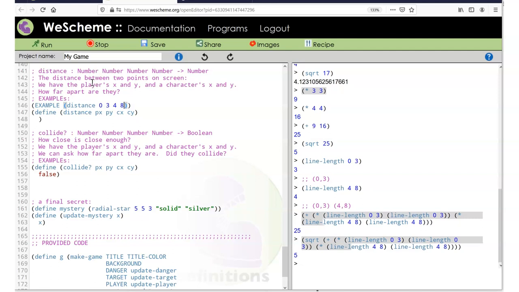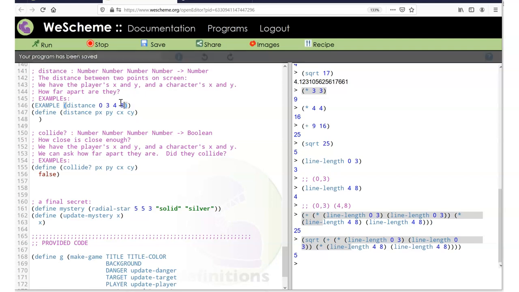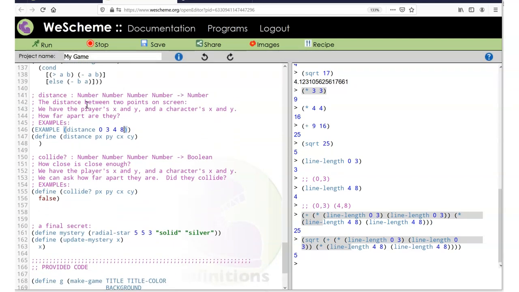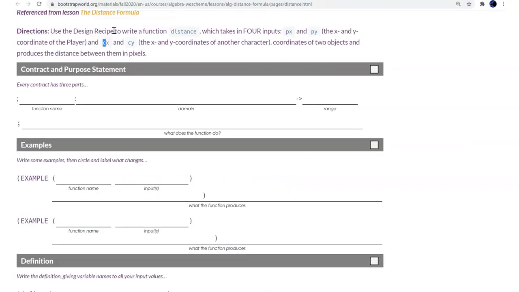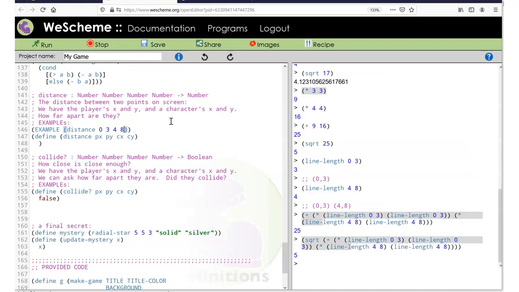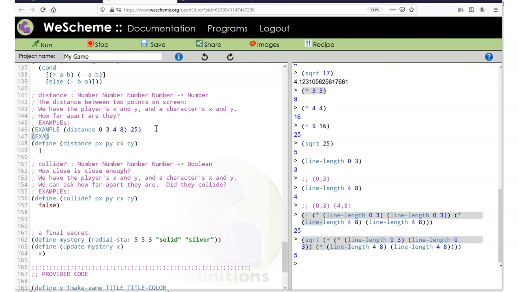Two numbers, the distance between two points on the screen, we have the player's X and Y, how far apart are they? Let's look back at the word problem. CX, CY. Okay, good. With four inputs like that, I wasn't sure what order we wanted them in, but it looks like the order is player X and Y and character X and Y. So we have player X and Y is 0, 3, character X and Y is 4, 8, and we know that should be 25. Now, we always need a few examples. Let's do another one. Example.